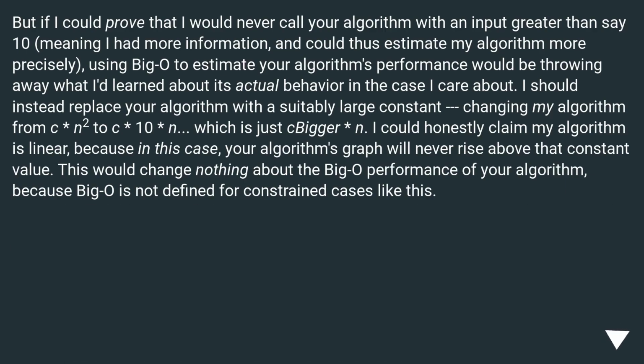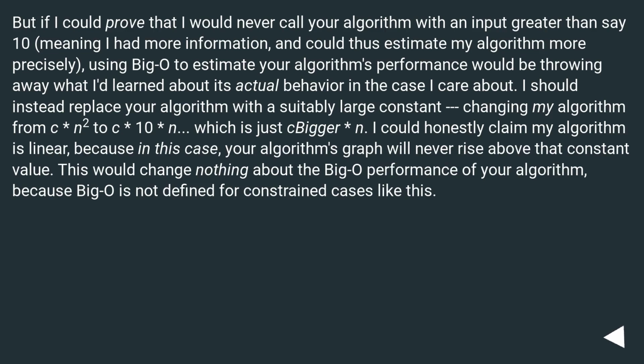But if I could prove that I would never call your algorithm with an input greater than, say, 10, meaning I had more information, and could thus estimate my algorithm more precisely, using big O to estimate your algorithm's performance would be throwing away what I've learned about its actual behavior in the case I care about. I should instead replace your algorithm with a suitably large constant, changing my algorithm from Cn^2 to C10n, which is just bigger n. I could honestly claim my algorithm is linear, because in this case, your algorithm's graph will never rise above that constant value.